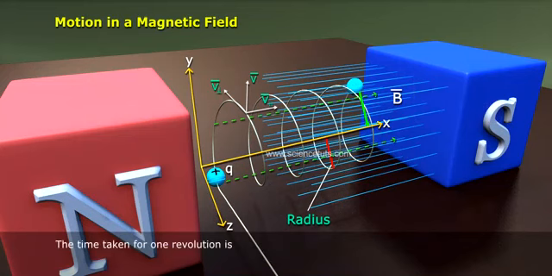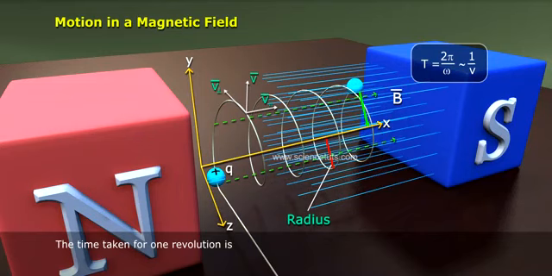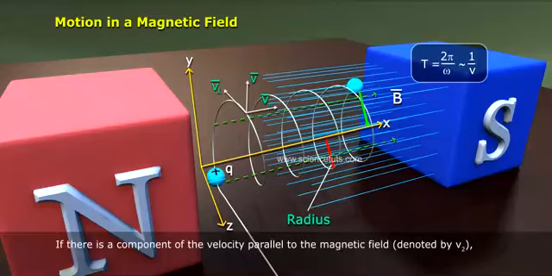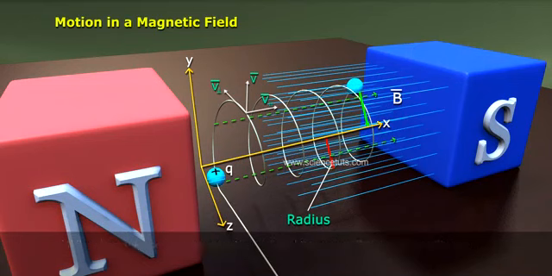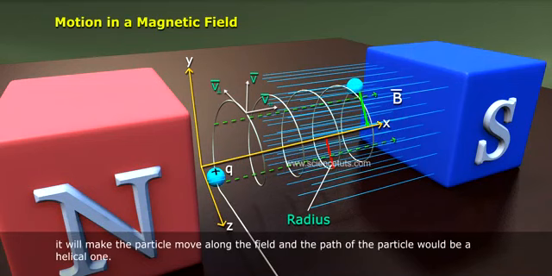The time taken for one revolution is T equals 2 pi by omega, which is nearly 1 by nu. If there is a component of the velocity parallel to the magnetic field, denoted by v2, it will make the particle move along the field and the path of the particle would be a helical one.